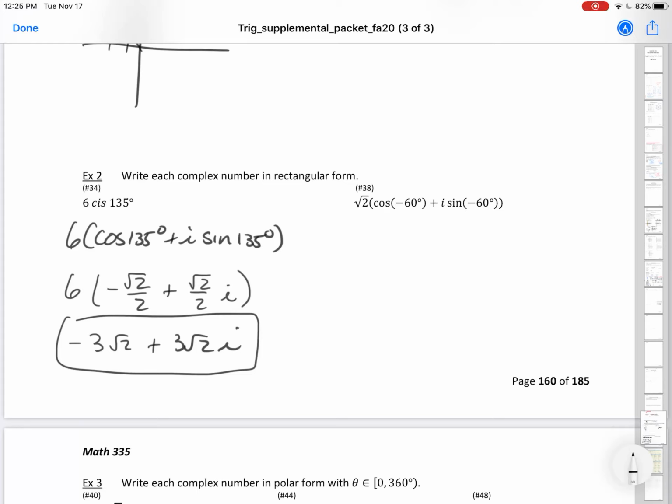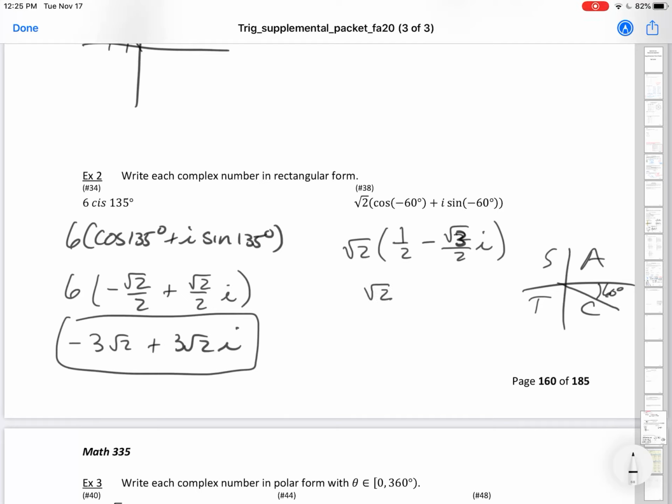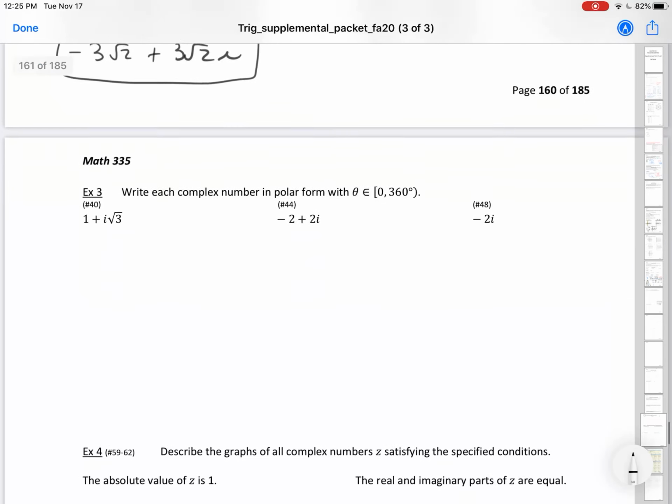How about this one, negative 60 degrees? So let's think about where negative 60 degrees is. We know it's in the fourth quadrant with a 60-degree reference angle. So we have to ask ourselves, in the fourth quadrant, cosine's positive. What's the cosine of 60 degrees? I believe it's 1/2, positive. Sine's going to be negative, though. And if it's 1/2 there, it's root 3 over 2. And now we need to multiply through by root 2. So I get root 2 over 2 minus root 6 over 2 i. And that's its rectangular form.